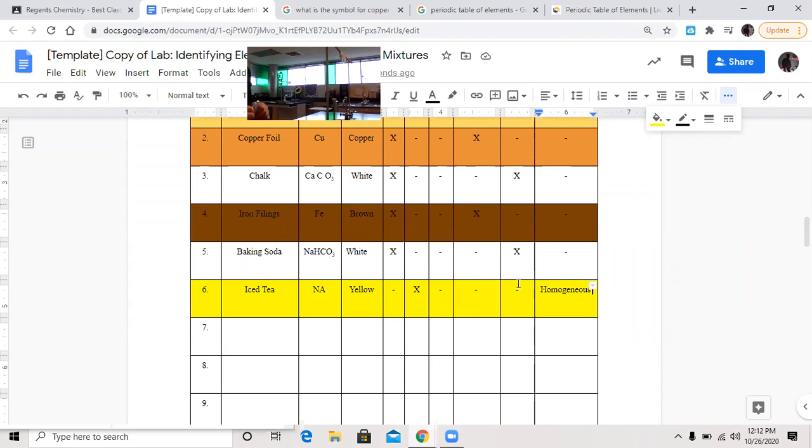Okay, next up, station number 7. We have this substance that's probably in your kitchen somewhere. All that is aluminum foil. So aluminum foil for station number 7. I'm sure you all know what aluminum foil looks like. 7, aluminum foil.